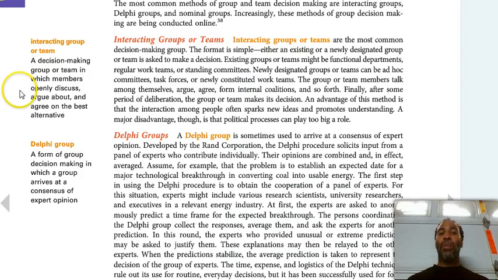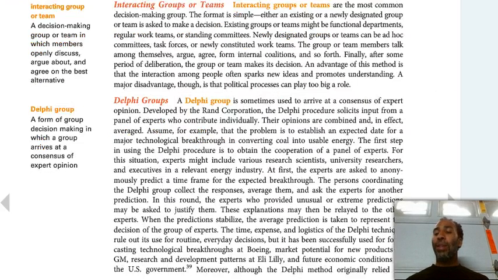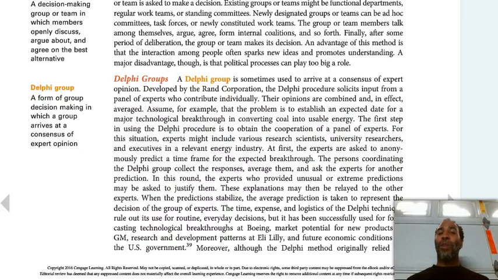An interacting group or team is a decision-making group or team in which members openly discuss, argue about, and agree on the best alternatives. And "argue about" is probably the most accurate, because that's mostly what's going on there. But they're a team, they're a group, and they're going to sit there and hash it out and figure out what the best alternative is. Now everybody has a different agenda, so that's when it becomes tough.